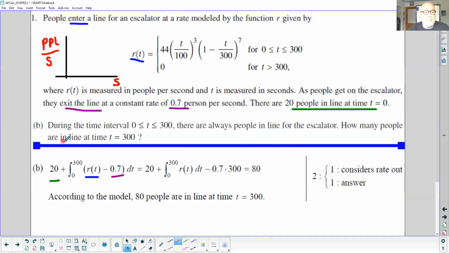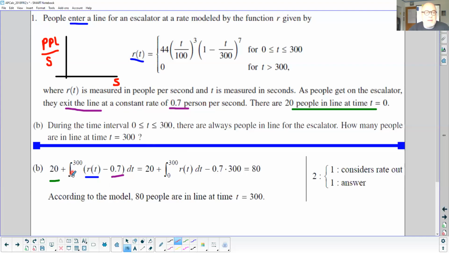So one more time, people in line. Starting off, there's 20 people in line. That's this green little marking here. Then people are coming in, that's the enter, blue underline, versus coming off, that's the purple underline.